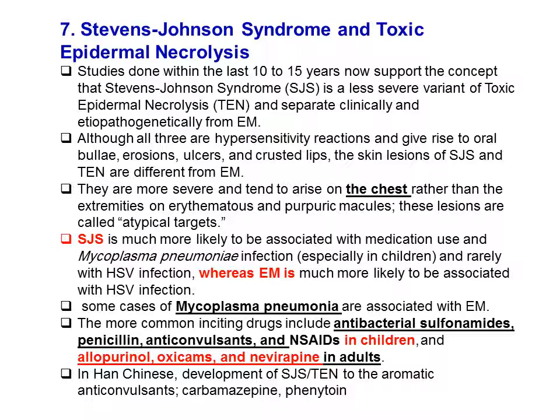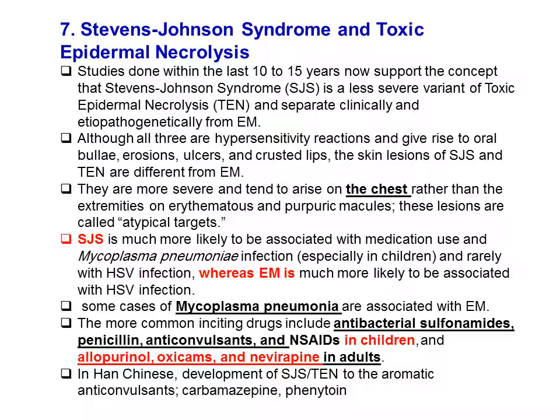Now we will talk about Stevens-Johnson syndrome and toxic epidermal necrolysis. Studies done within the last 10 to 15 years support the concept that Stevens-Johnson syndrome is a less severe variant of toxic epidermal necrolysis, and it is separated clinically and etiopathogenetically from erythema multiforme. Although all three are hypersensitivity reactions and give rise to oral erosion, ulcer, and crusted lip.